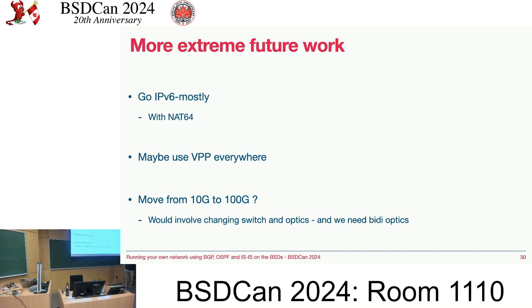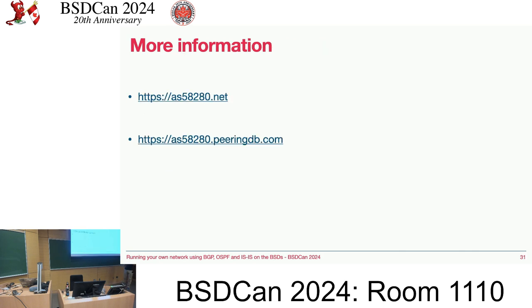And last is move from 10 gig, because today we have 10 gig interfaces. I'd like maybe to see if we can move to 100 gig, because that would be a nice talk to do one day. The only limitation we have is that we need bidirectional optics, and they are more expensive than the normal optics, of course. So that brings some issues in monetary terms.